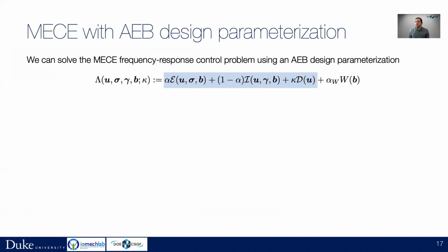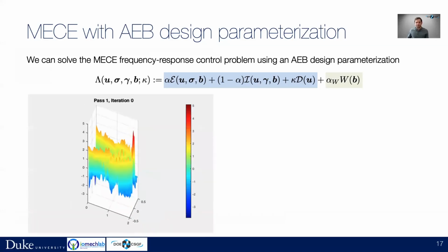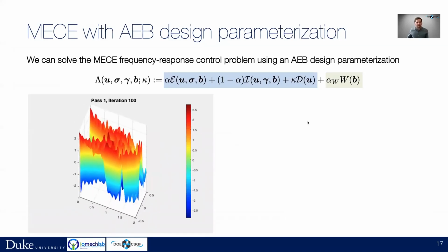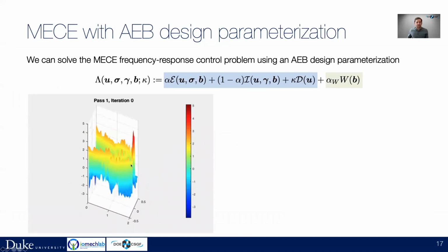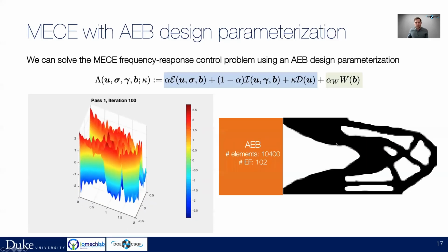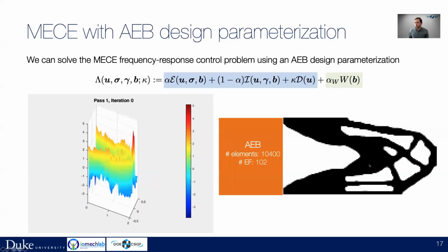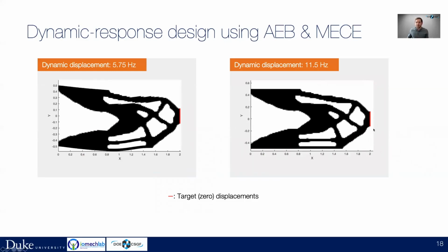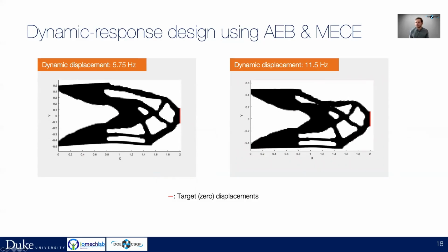Finally, we can solve an MECE optimization problem using this type of design basis. So we'll have our original optimization objective and add a regularization term that we use in these types of AEB problems. Here's the evolution of the design. You can see initially there's kind of a sinusoidal behavior to the structure density field. But as it goes through, you ultimately converge to a well-formed black and white solution that maintains the multi-frequency vibration behavior that we wanted to design for.